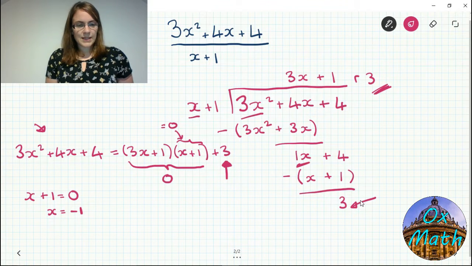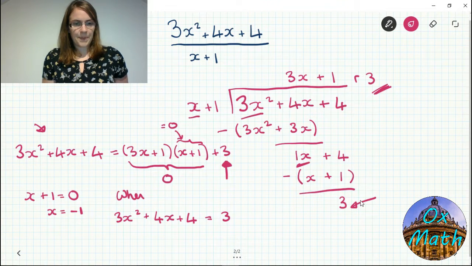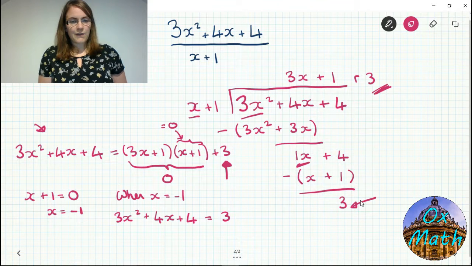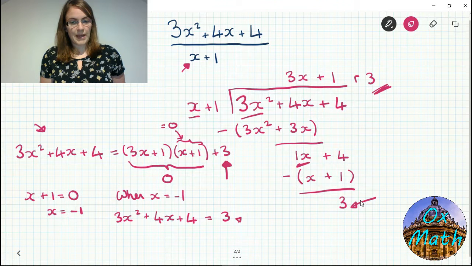So if x is minus 1, then 3x squared plus 4x plus 4 equals 3. Only when x is minus 1, but this is really useful because if we are dividing by x plus 1, we make that equal 0 by choosing a value of x that makes it 0, plug that into our equation, and we get our remainder.